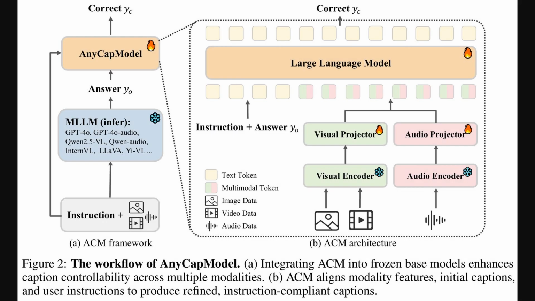Building on that, this next diagram shows the workflow for the AnyCap model. We see a base multimodal large language model, or MLLM, which is an LLM that can also understand images and audio, produces a basic answer from the media and instruction. This answer is then fed into the AnyCap model. The diagram then zooms in, showing how the AnyCap model combines that initial answer, the user's instruction, and the raw media features from encoders, which translate the media into numbers to produce the final corrected caption.